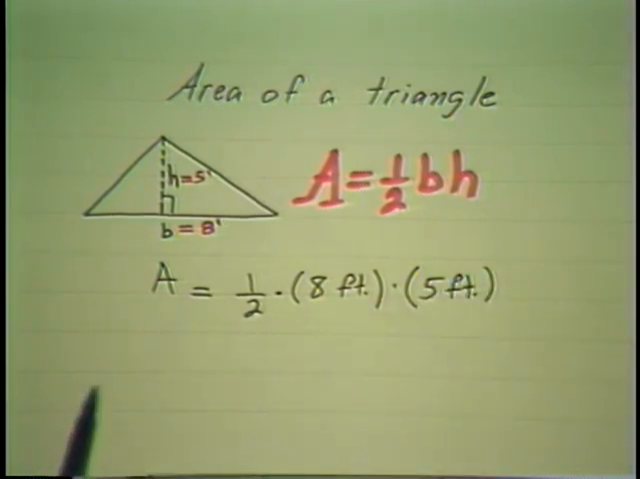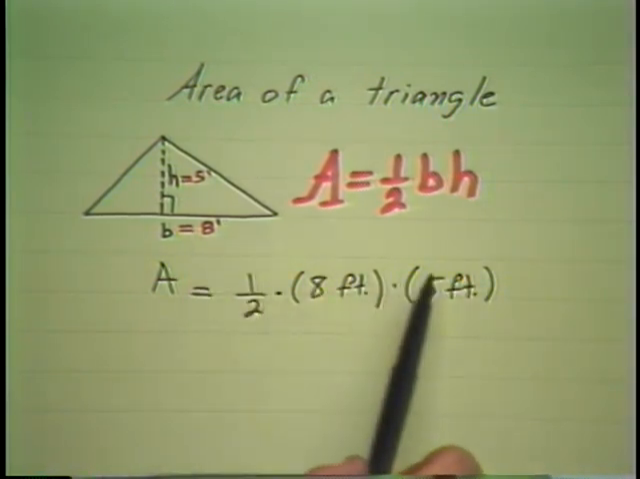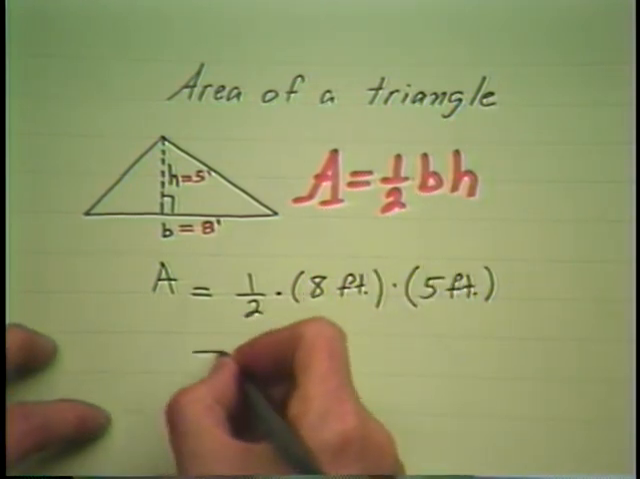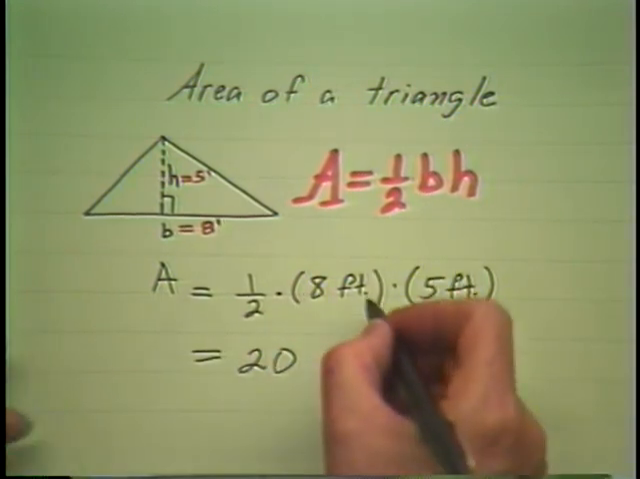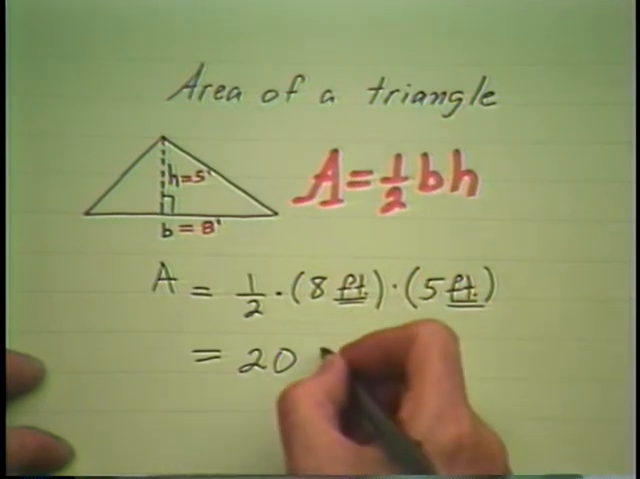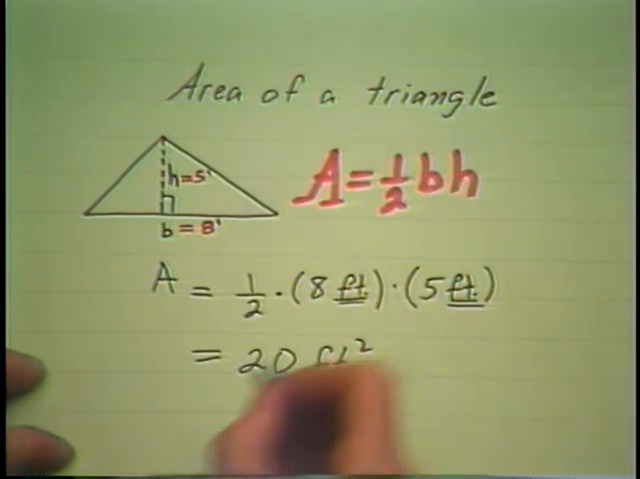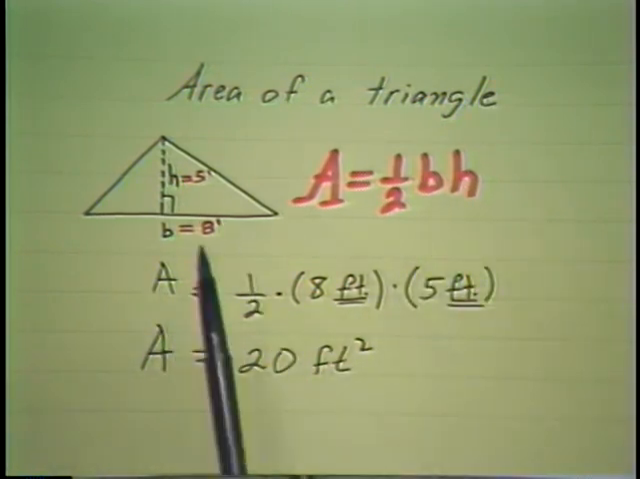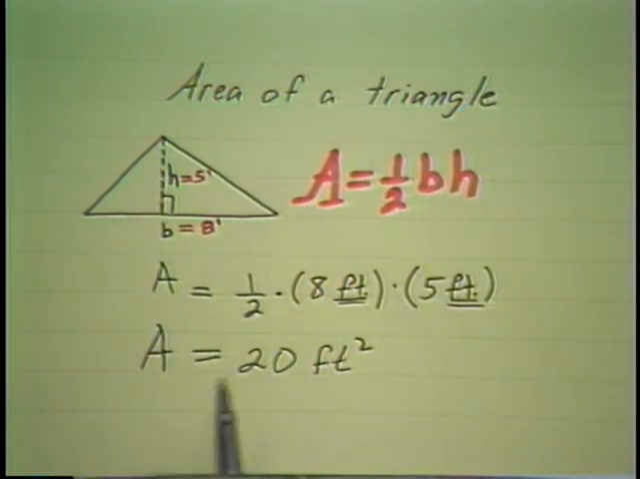Now, multiplying the number parts, 1/2 times 8 is 4, times 5 is 20, and then foot times foot we denote by square feet. So we would say from the formula and our measurements that the area of this triangle is 20 square feet.